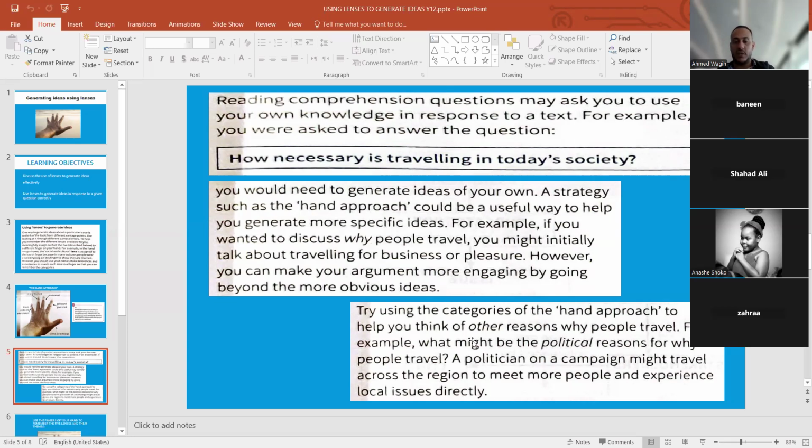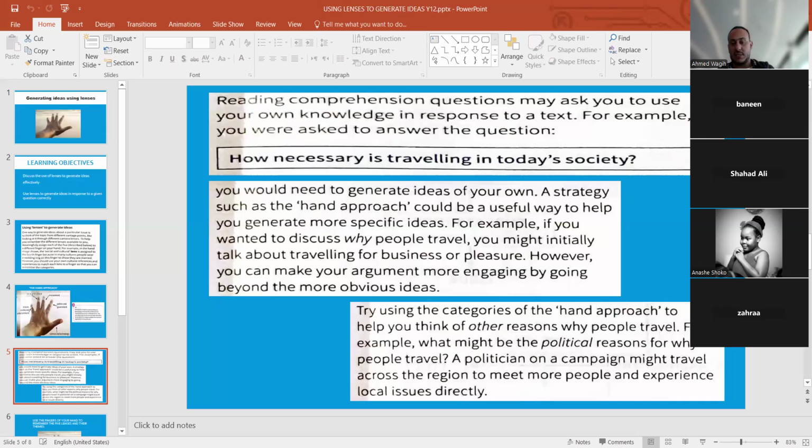Try to use the categories of the hand approach to help you think of other reasons why people travel. For example, what might be the political reasons for why people travel? A politician on a campaign might travel across the region to meet more people and experience local issues directly. What about the economical point of view when travel stops? Of course, it affects the economy. If you think of the environmental point of view, it might be positive for the environment when traveling stops. I don't know, so it's up to you.